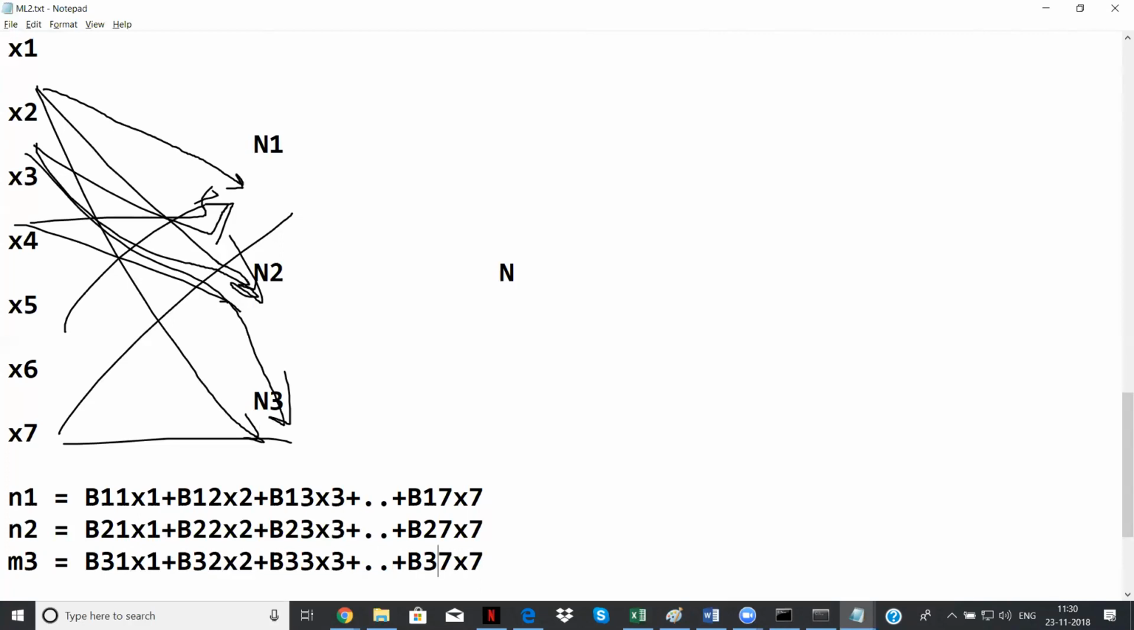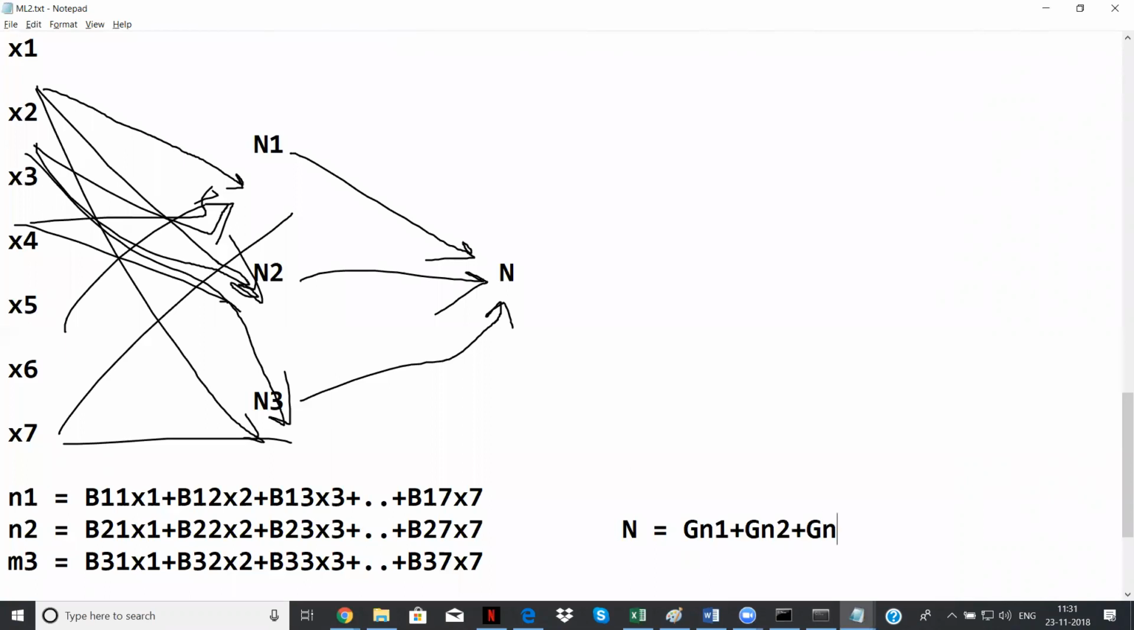All right. Now, what goes with this final n? This also should have an equation, isn't it? Your final n will be a combination of n1, n2, and n3. Do you all agree on that? So how would that be? Let's say now instead of using beta, I'll use gamma: gamma 1 times n1 plus gamma 2 times n2 plus gamma 3 times n3. Right? Clear?